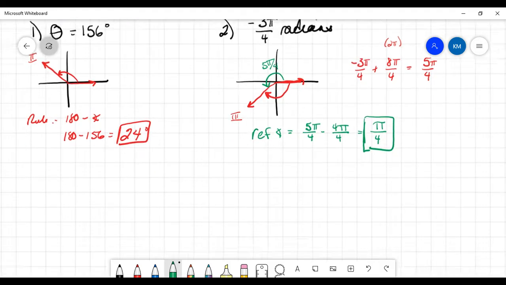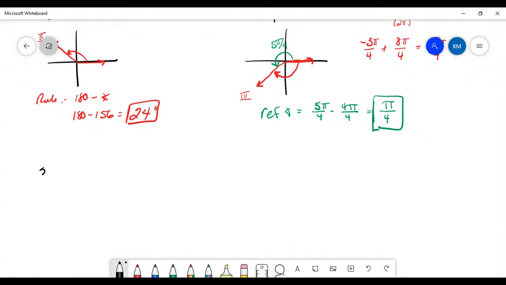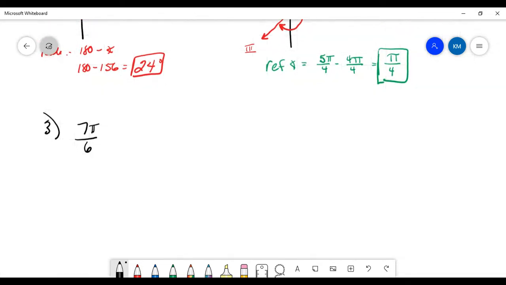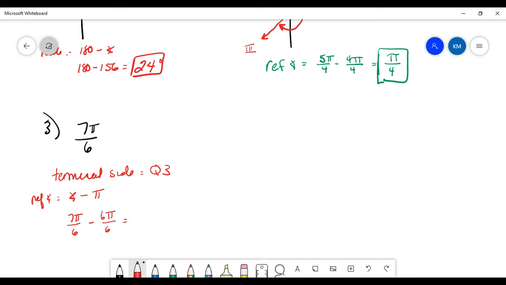Let's look at one more example. Without a graph, you could certainly do these. Sometimes you'll be asked to graph it, sometimes you won't. Let's look at an angle of 7 pi over 6. Well, let's think about that. Where is 7 pi over 6? The terminal side is in quadrant 3. Quadrant 3 tells us to take our angle minus pi. So our angle is 7 pi over 6. We're going to subtract out a pi, which is 6 pi over 6, which is going to give us a reference angle of pi over 6.